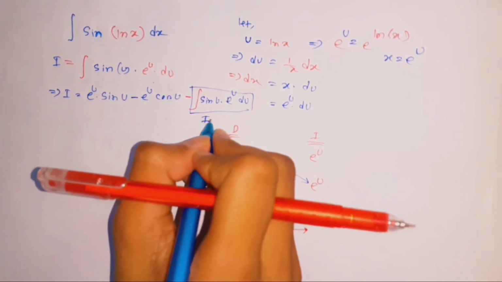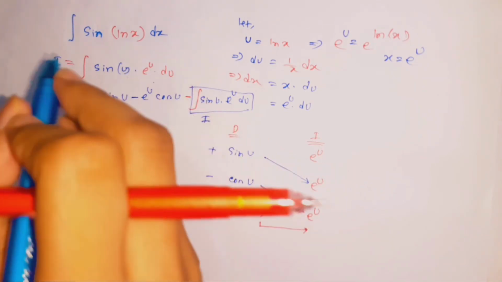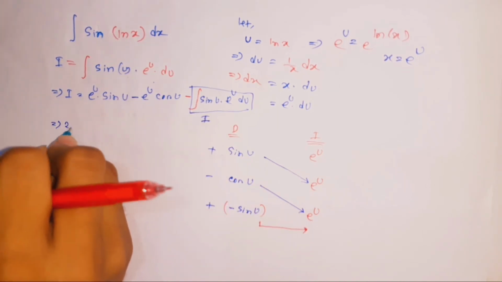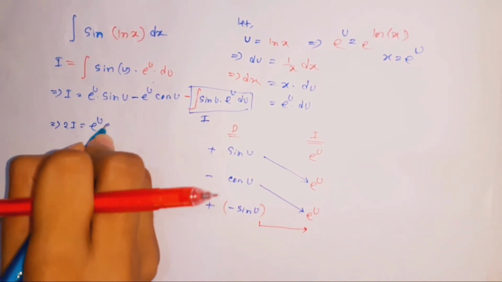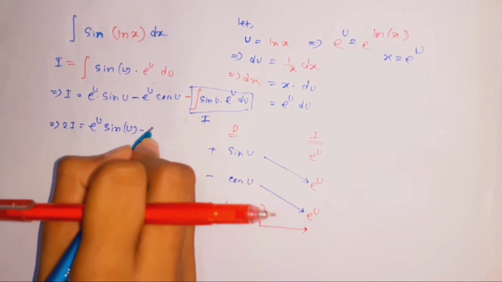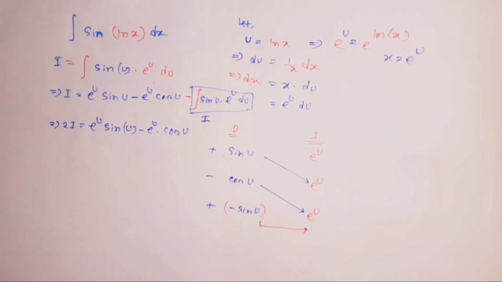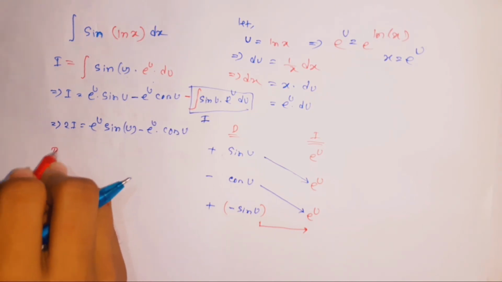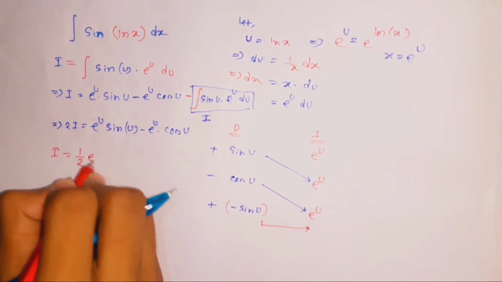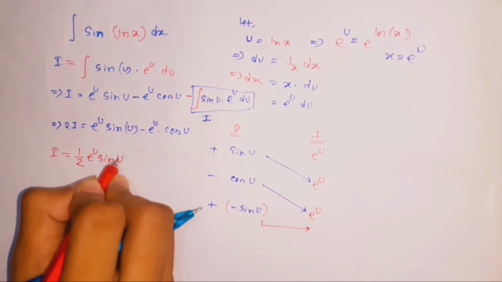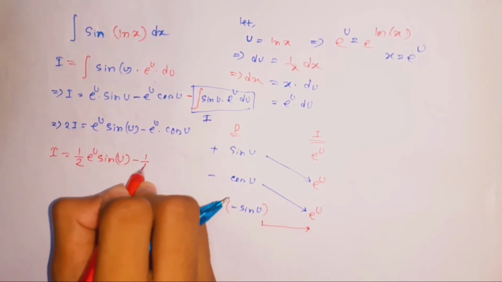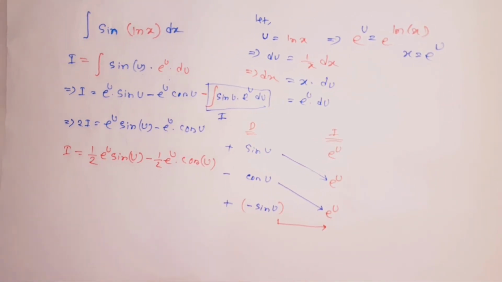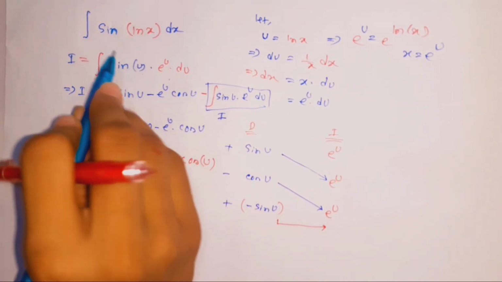And now if we add I on the right-hand side and left-hand side, here we will have 2I equal to e to the u times sine of u minus e to the u times cosine of u. And now if we divide both sides by 2, I is equal to half e to the u times sine of u minus half e to the u times cosine of u. But that's the answer for the integral in the u world.